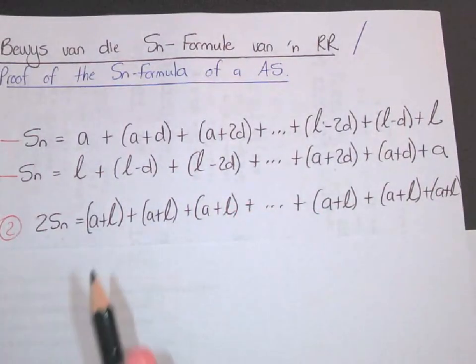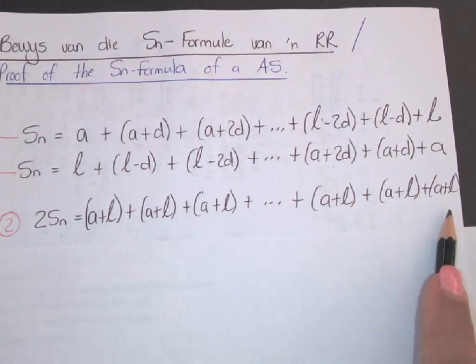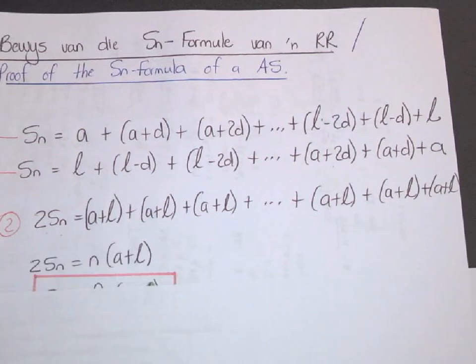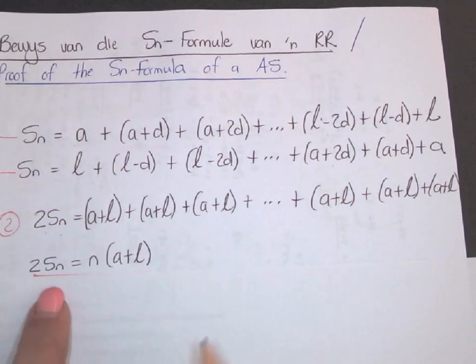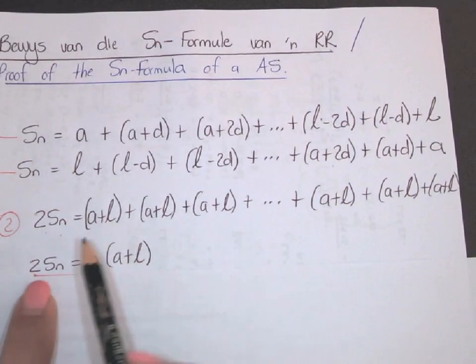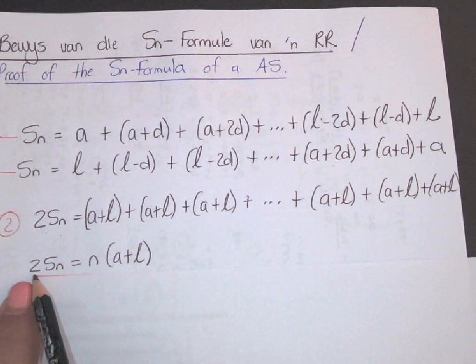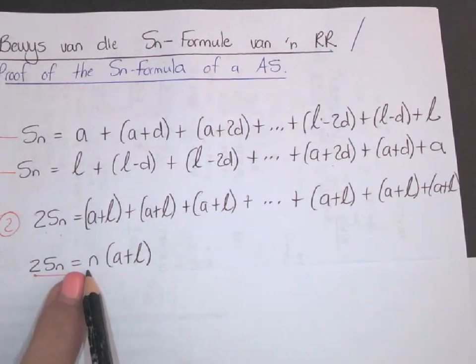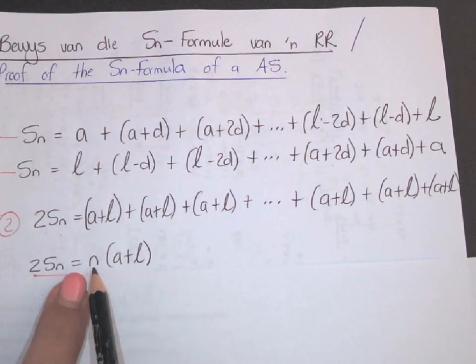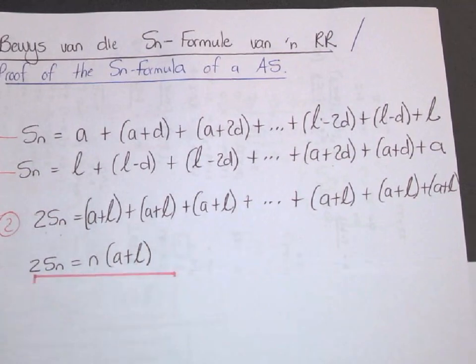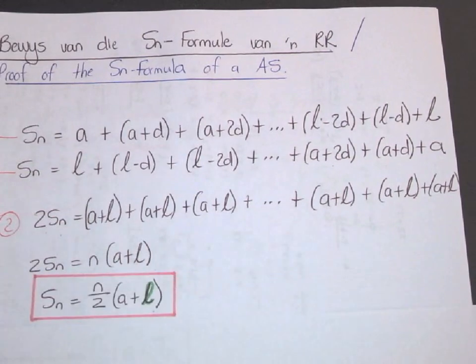Now, how many A plus L's are there? The number of terms. And that is N. So there are N A plus L's. But I want the sum of the series alone. So I have to divide by 2. Now instead of writing a division line underneath all of them, you only divide the N, because you're going to multiply that with A plus L. And there you have your first formula.